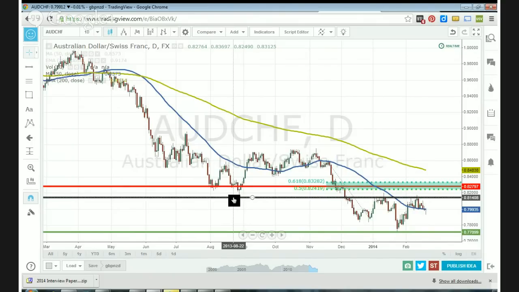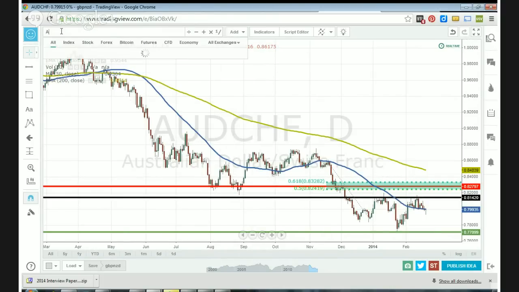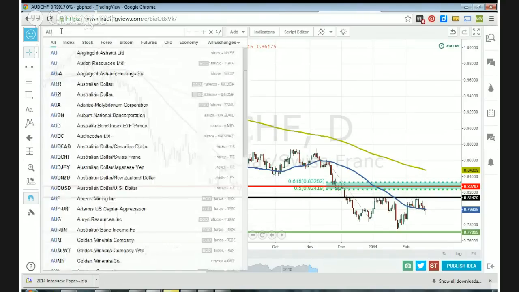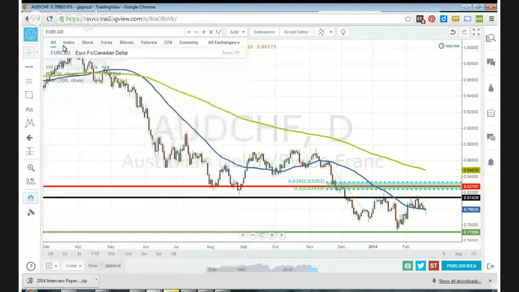Part of me thinks that there's some way I can improve what I'm doing here, but we'll see. So far, I like the way I traded the Aussie dollar, though I made a bit of a mistake. The Aussie Swiss, I think I'm trading logically. I just didn't get the exact pullback that I wanted. Okay, well, let's go to Euro Canada.